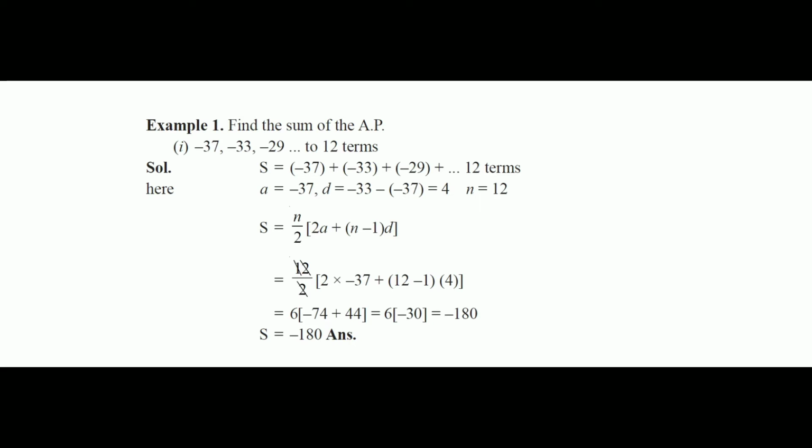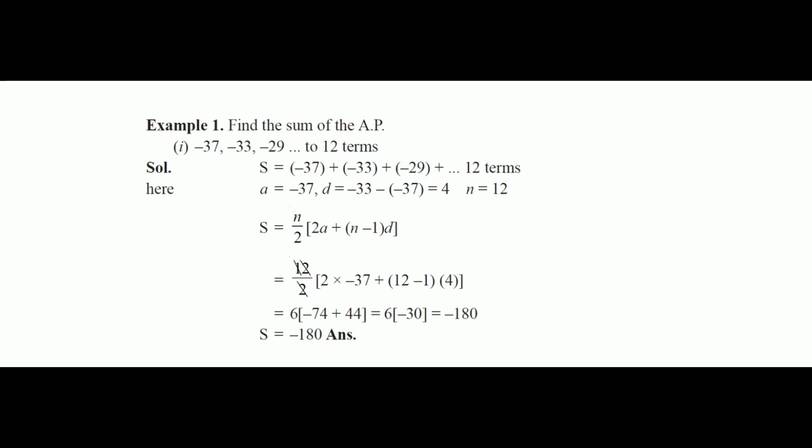The sum S is equal to n by 2 bracket 2a plus n minus 1 into D, or the sum is also equal to S is equal to n by 2 bracket a plus L, depending upon the values given to us in the question. Let us begin example 1.